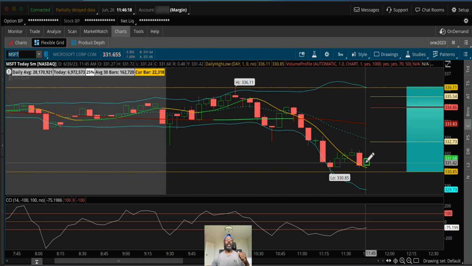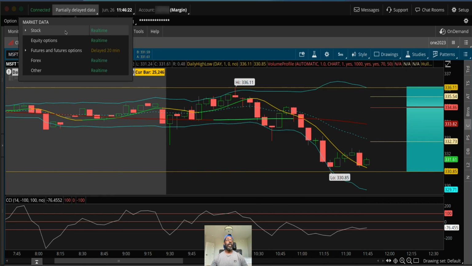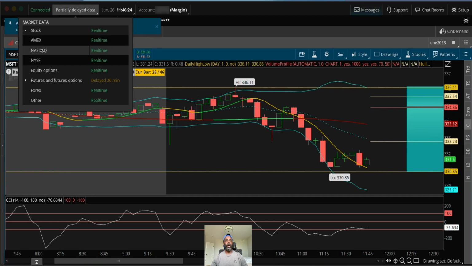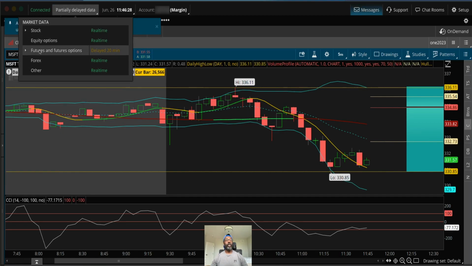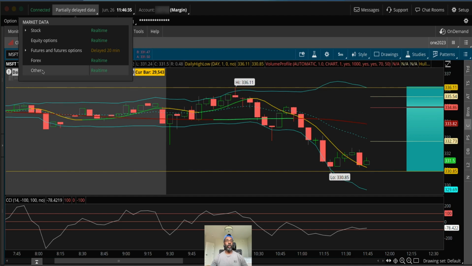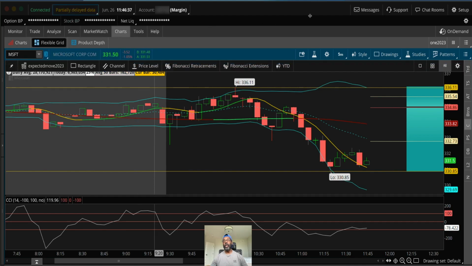So with that being said, yes, it's a real account, margin account right there. Stock is in real time. MX, New York Stock Exchange, NASDAQ, equity options, real time. Futures and futures options, I don't trade it. I have it for free with other instruments on the platform. Forex real time, others real time, so real time account.